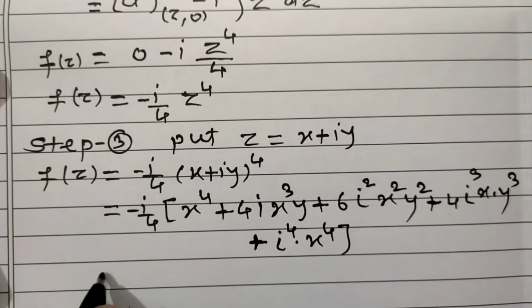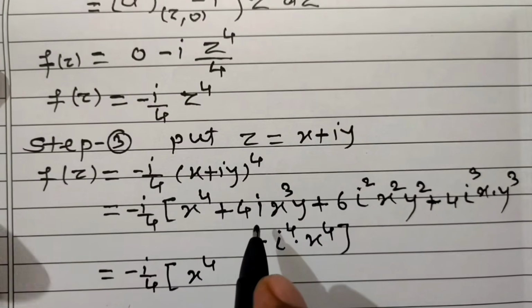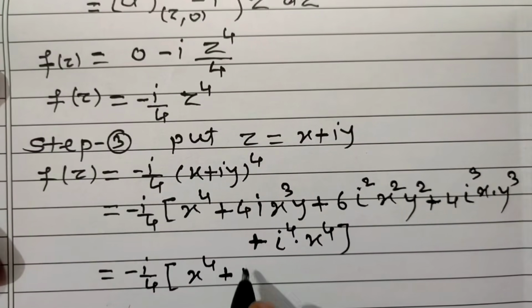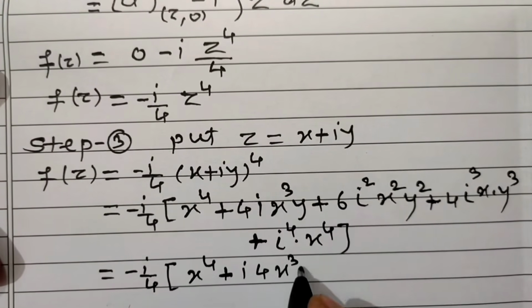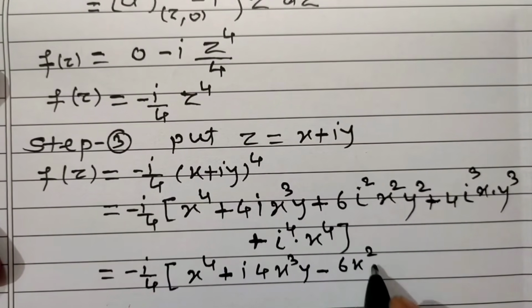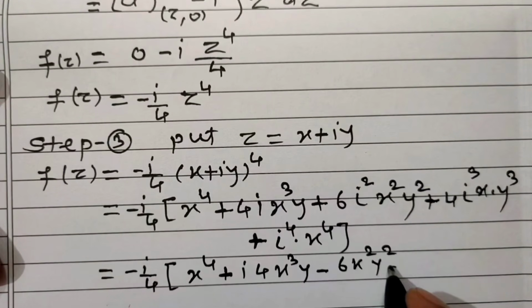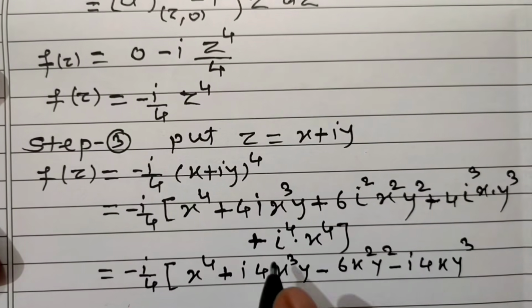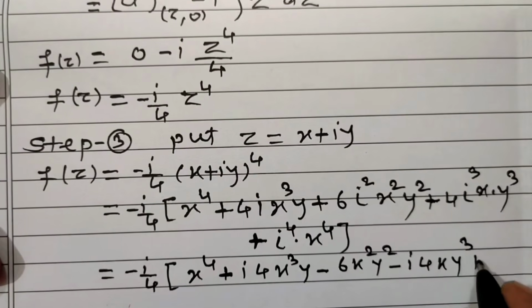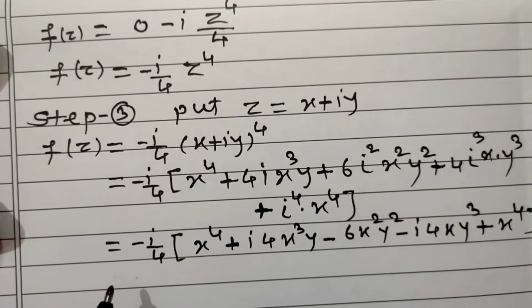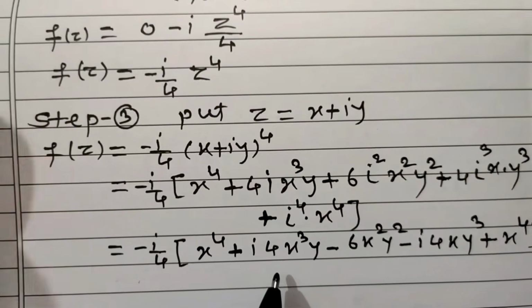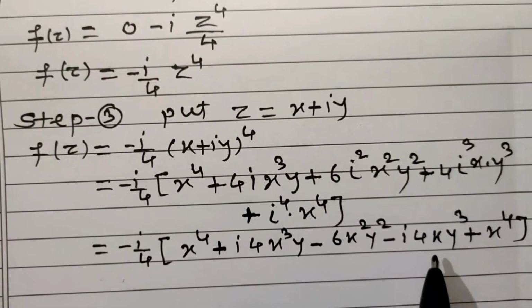So this is equal to minus i upon 4 [x^4 + i·4x^3y, i^2 means minus 1, minus 6x^2y^2, i^3 means minus i, 4xy^3, i^4 is 1 plus y^4]. Now multiply this bracket by minus i upon 4.